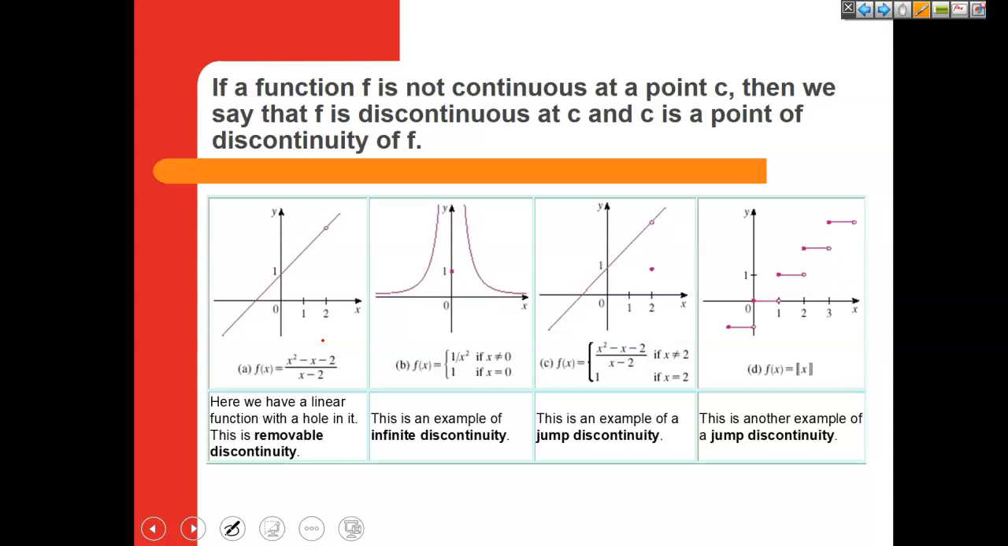it factors as x minus 2, x plus 1. So you get x minus 2 canceling. Again, that's called removable discontinuity, and it creates a hole on your graph. So when you cancel a factor, this is a removable hole at x equals 2, and you can see that on your graph.